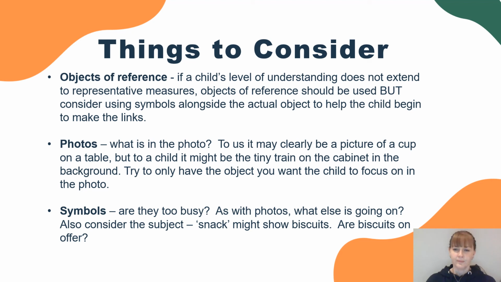So, photos. We must think about what is in the photo. To us, it may be clearly a picture of a cup on a table, but to a child, it might be the tiny train on the cabinet in the background, or it could be the train or the car that's passing through the window behind the cup that we're taking a photo of. Try to only have the object you want the child to focus on in the photo. And again, you might want to consider having photos alongside symbols just to help one clarify the other.